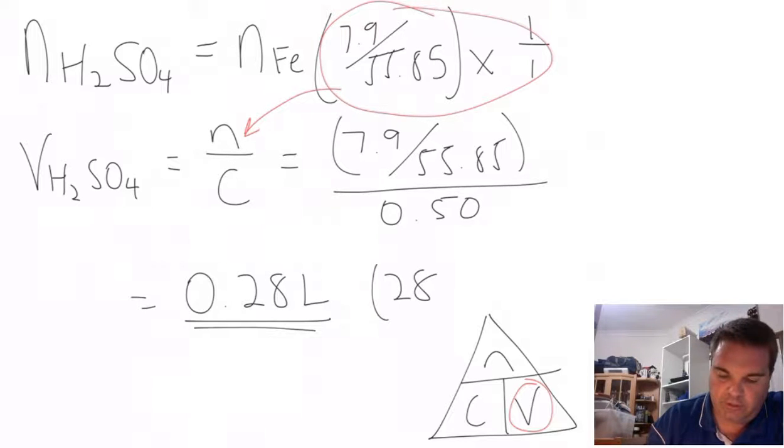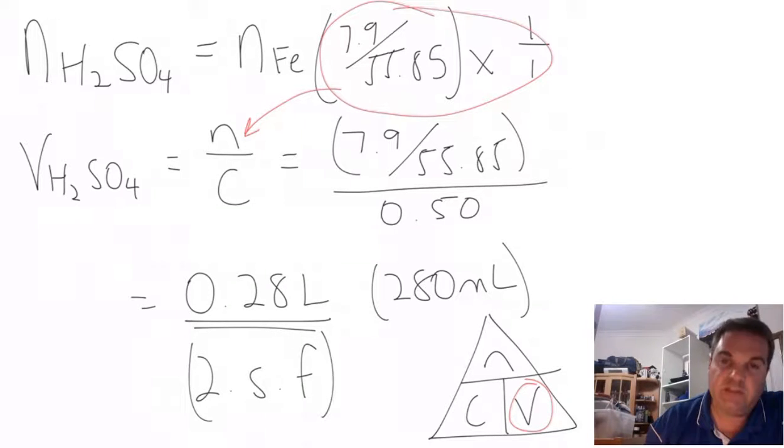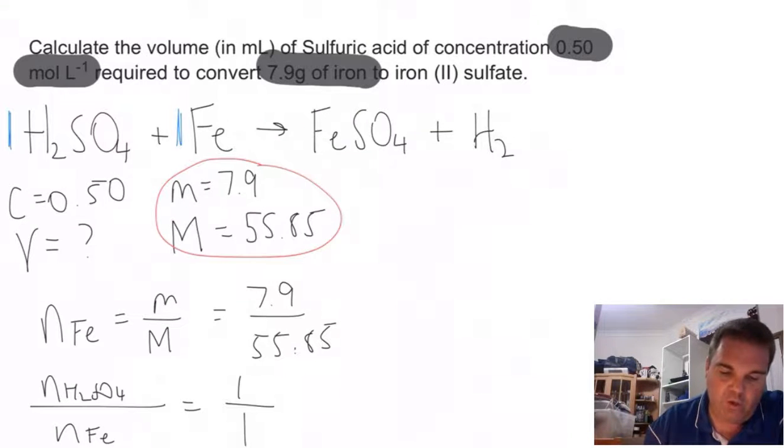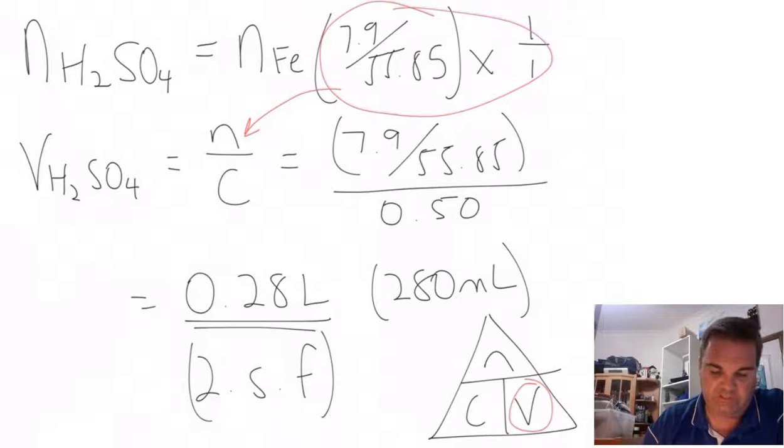or 280 millilitres. What we've done is answer this to two significant figures, because if we go back and have a look at the question, up here we had 0.50, which is two significant figures, and this one here is two significant figures as well, so our answer is going to be to two significant figures, which we've got here as 0.28. Hopefully you can go back and try this one yourselves, and then you can go on to the next one. Thanks guys.